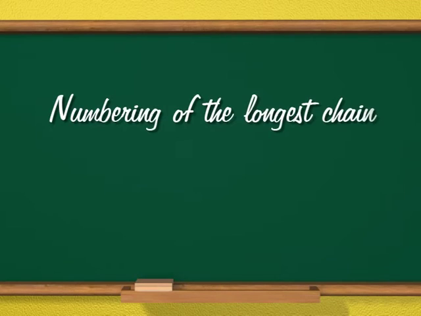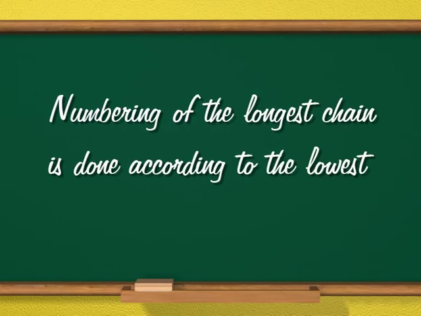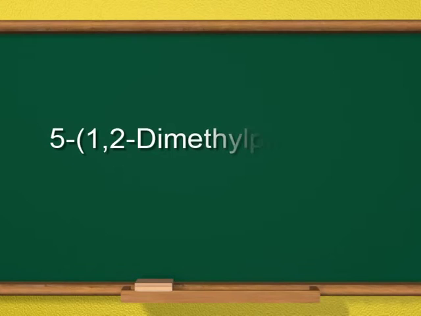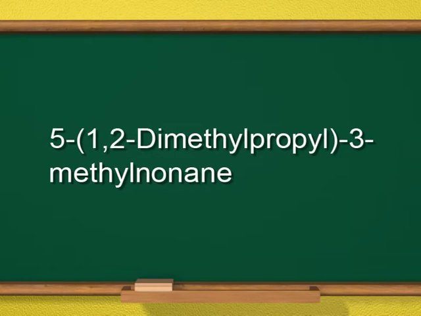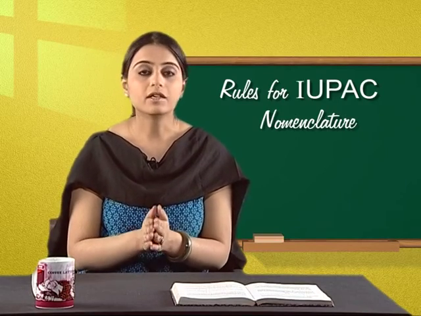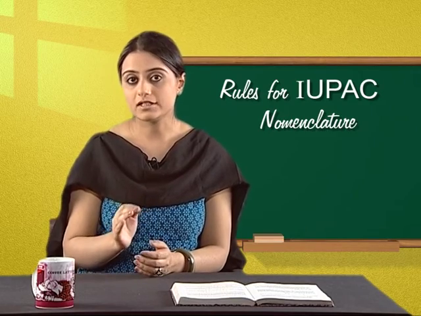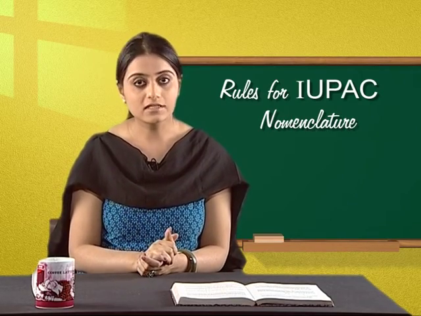Numbering of the longest chain is done according to the lowest sum rule. At carbon 5, we are looking at a complex side chain. Its numbering is also shown here. It is named 5-(1,2-dimethylpropyl)-3-methylnonane. In case more than one functional group is present, the order of decreasing priority for some functional groups is shown as follows.